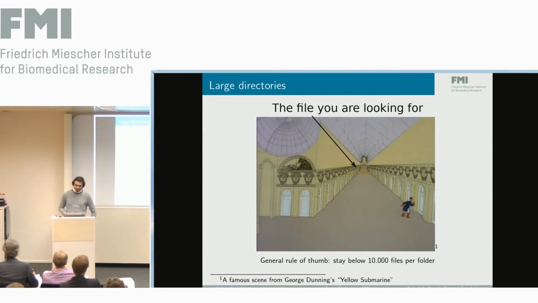If you saw the movie Yellow Submarine, you might be familiar with this scene where old John was trying to find the Beatles in the multidimensional hallway with so many doors. Well, this gives you an idea of what's happening in the computer when you have all the files in one folder. The computer has to go through a very, very huge list of entries to find the files you're looking for.